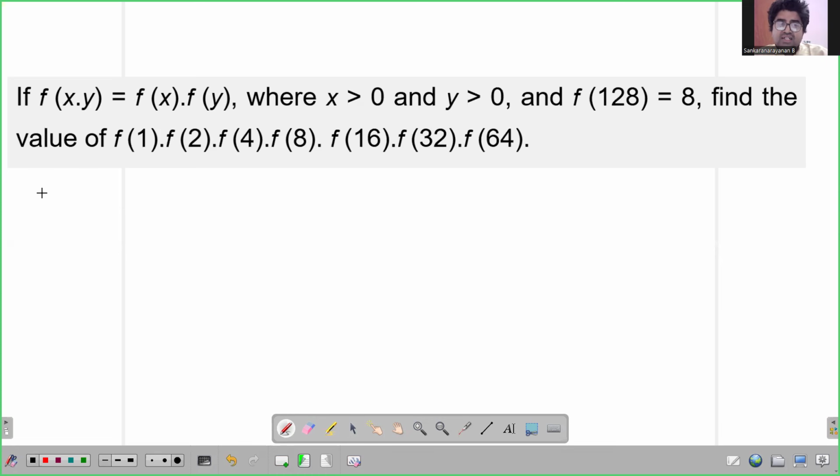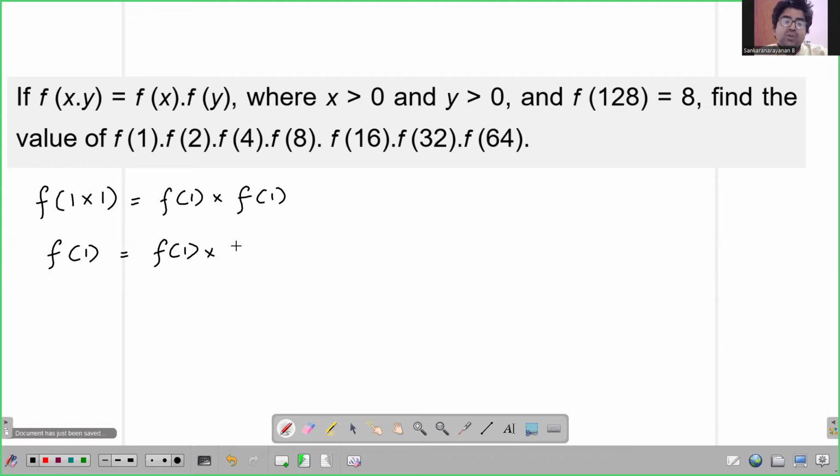So I will consider an interesting result here. f of 1 into 1 is equal to f of 1 into f of 1. Okay. That is, f of 1 is equal to f of 1 into f of 1.